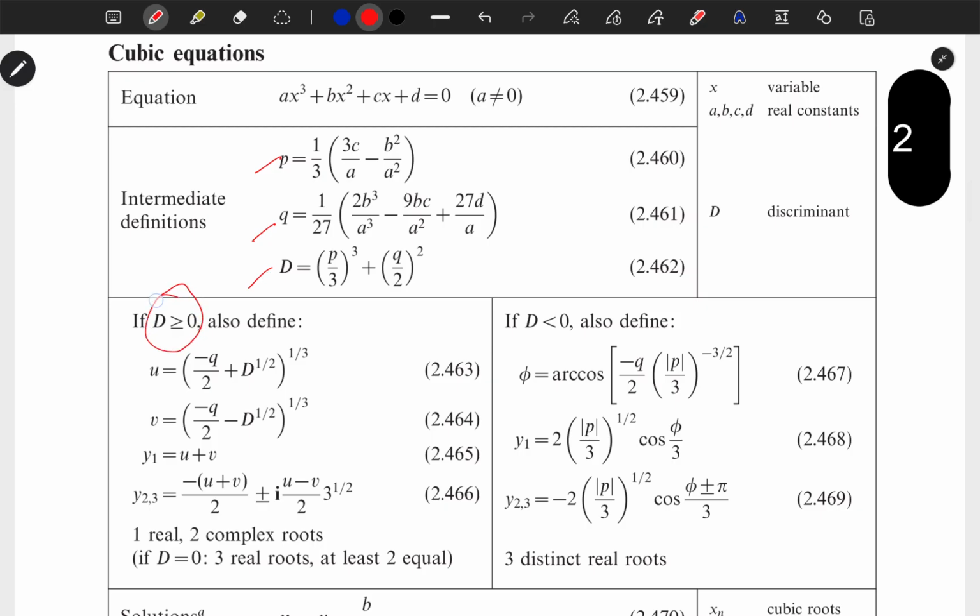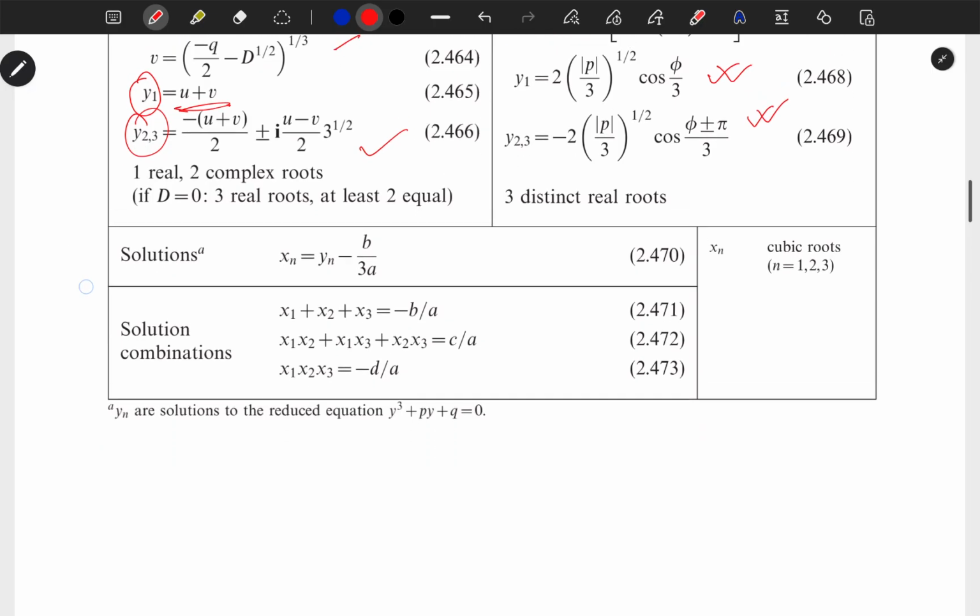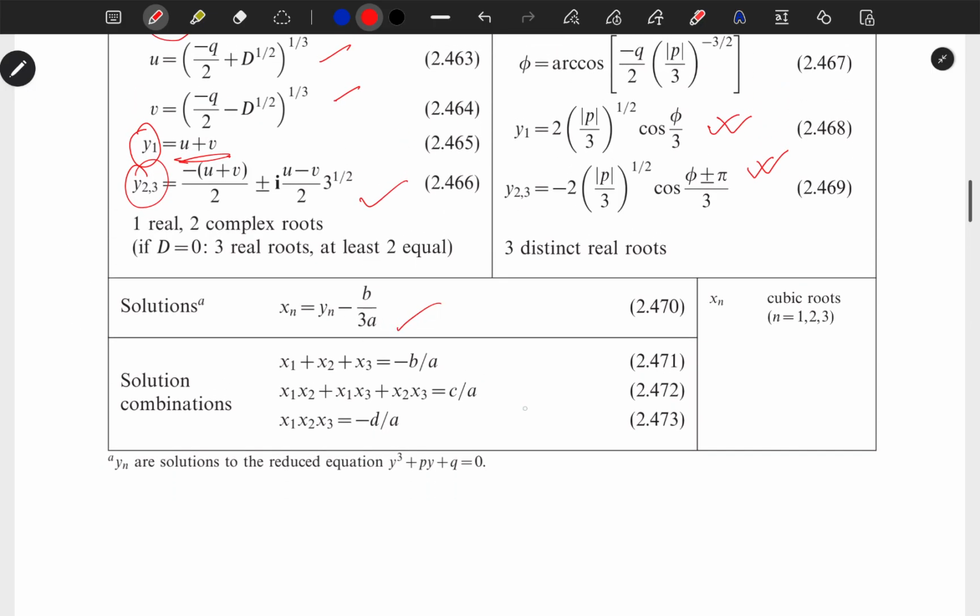Whenever d is 0 or greater than 0, we can have u and v, and x1 will be u plus v, and x2, 3 equal to minus (u plus v) by 2 plus or minus i (u minus v) by 2 times root 3, like this. When d is less than 0, then we will have that solution. So these are the solutions. Combined solution: x1 plus x2 plus x3 equals minus b by a, multiplication of 2 terms will be c by a, and multiplication of 3 terms will be minus d by a.